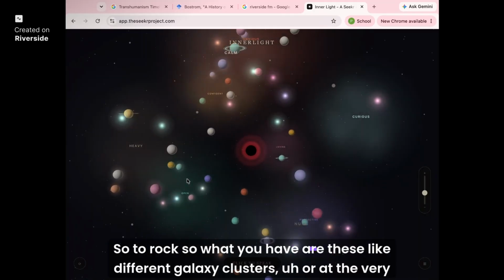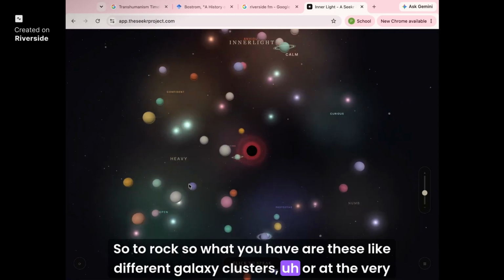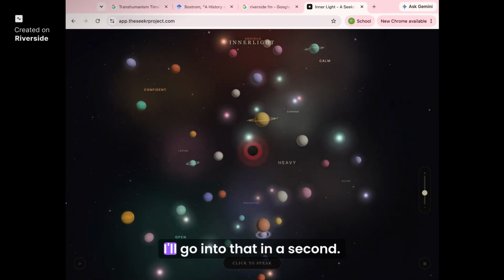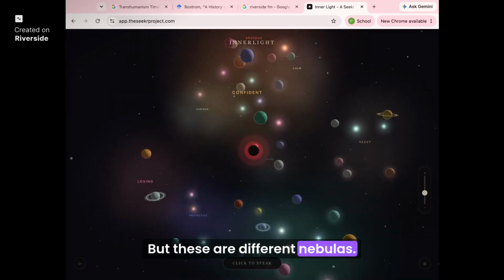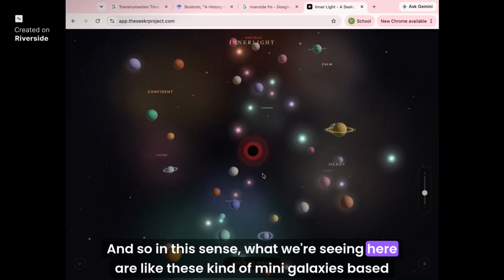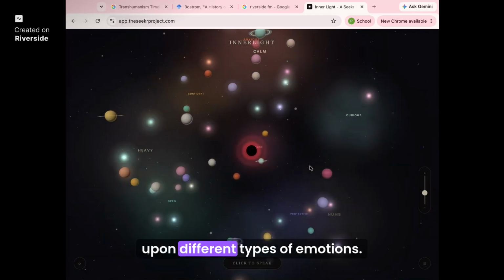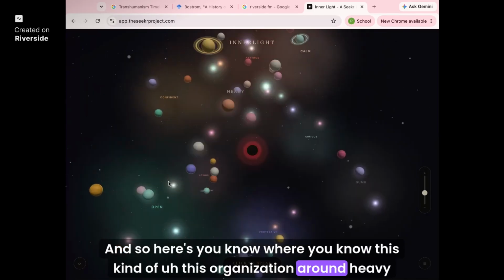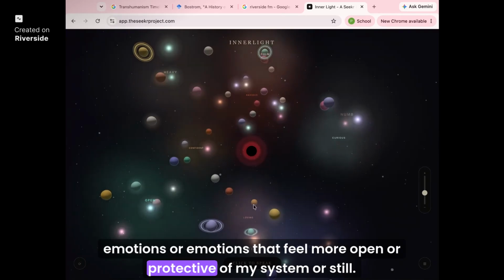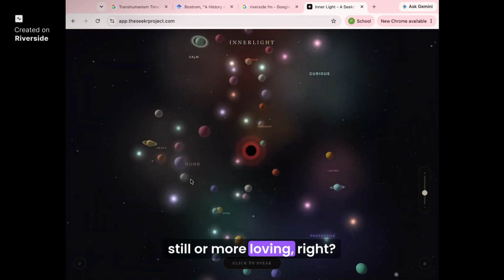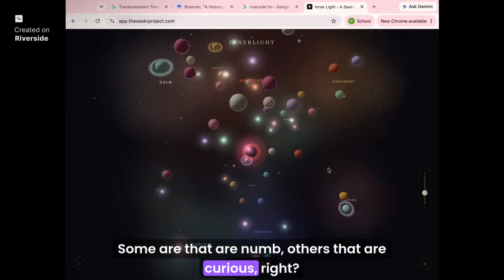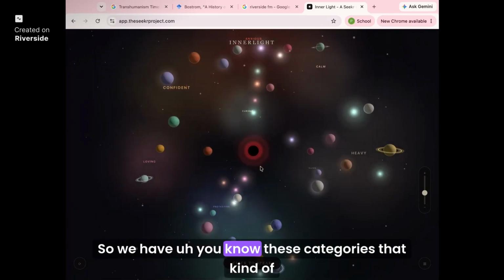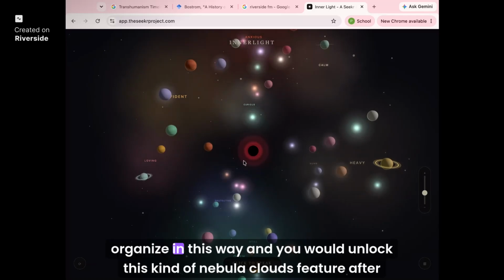So what you have are these different galaxy clusters, or at the very least these nebulous clouds, these nebulas. Galaxy clusters are a different thing, and I'll go into that in a second. These different nebulas are like mini galaxies based upon different types of emotions. Here's this organization around heavy emotions, or emotions that feel more open or protective of my system, or still, or more loving. Some are numb, others curious, anxious, calm or confident. So we have these categories that organize in this way.